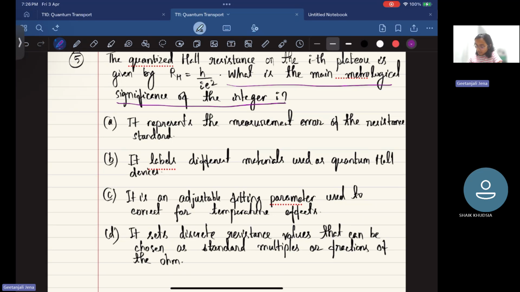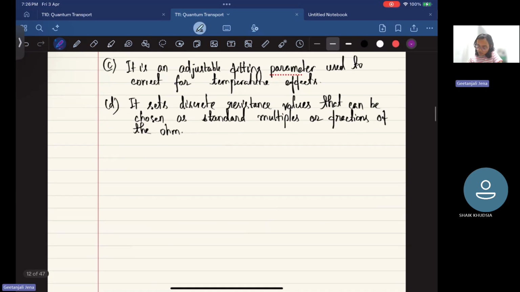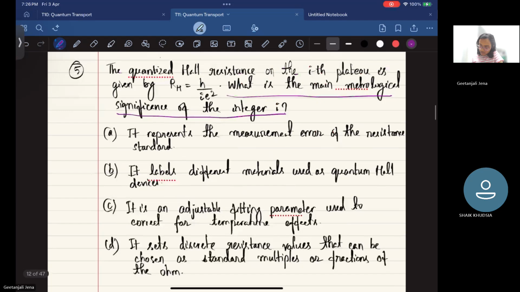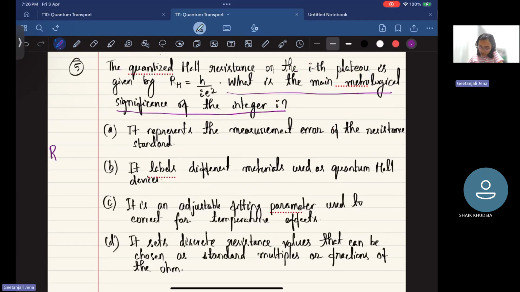Or option D, it sets different discrete resistance values that can be chosen as standard multiples or fractions of the ohm. So what does this question ask? You are given RH = h/(i e²). So what is the metrological significance of this integer i?